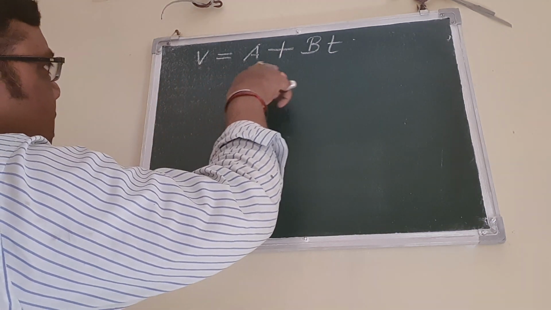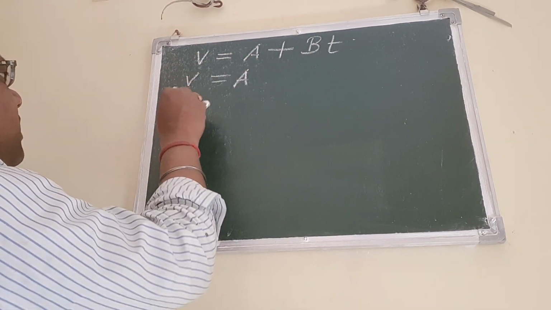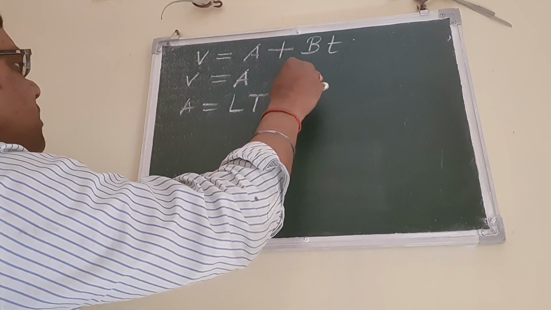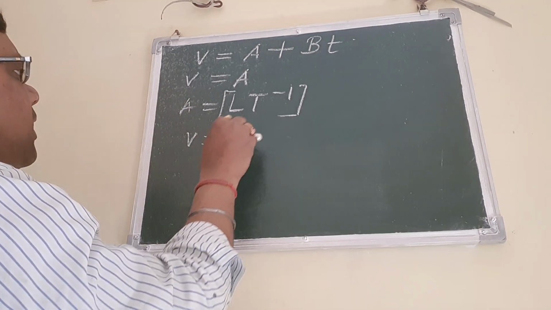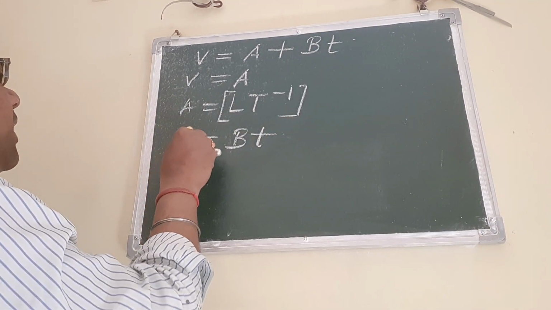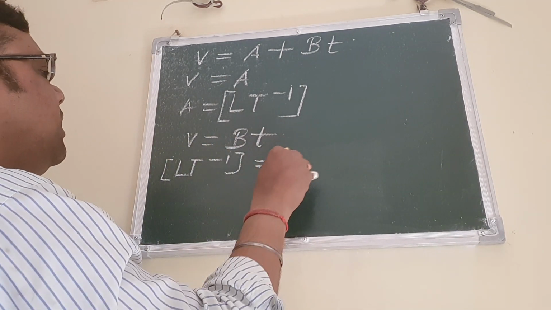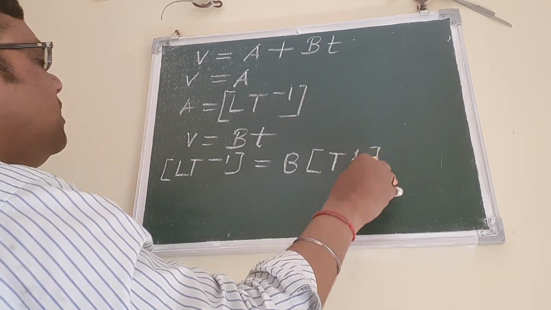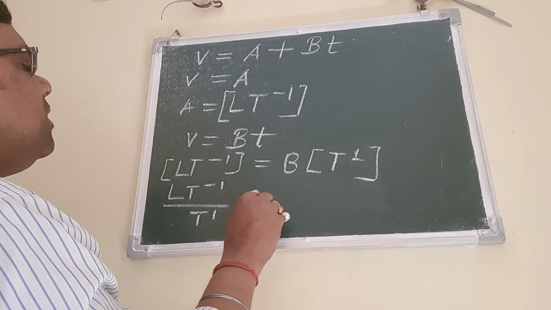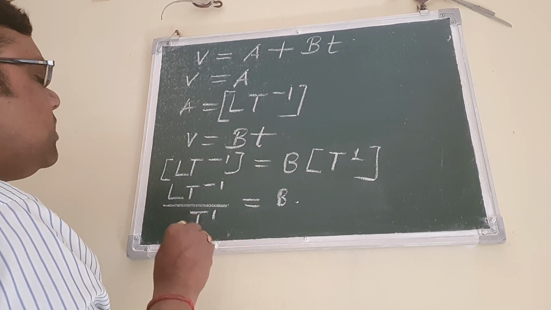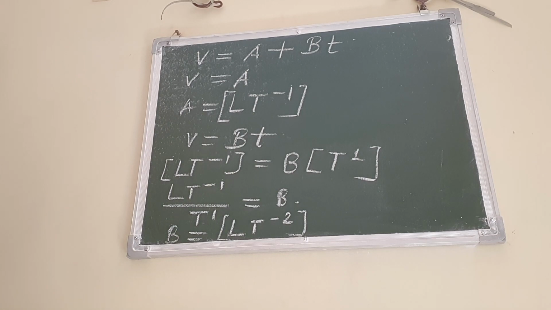So the dimensions of all the terms will be equal. So the dimension of V is equal to dimension of A. Here V is the velocity, that becomes LT raised to power minus 1. So this is the dimension for A. Similarly, V is equal to Bt. So writing the dimensions for velocity, LT raised to power minus 1 is equal to B. For time it will be T raised to power 1. So it will become LT raised to power minus 1 upon T raised to power 1 is equal to B. Solving it becomes LT raised to power minus 2. So this will be the dimension for B.